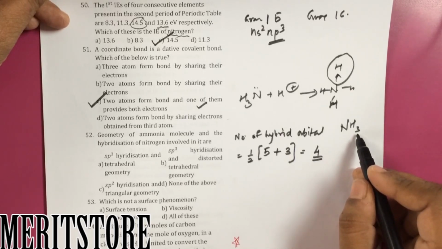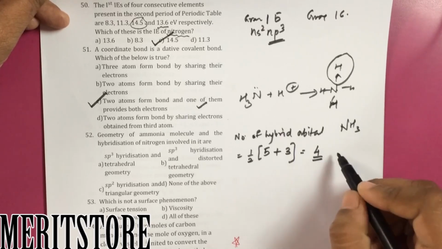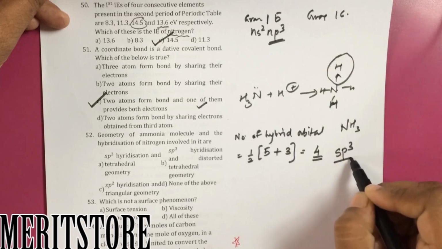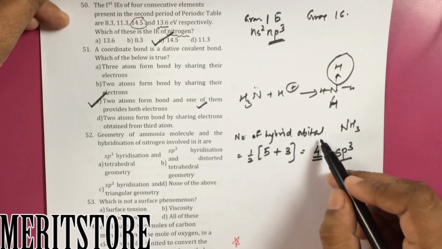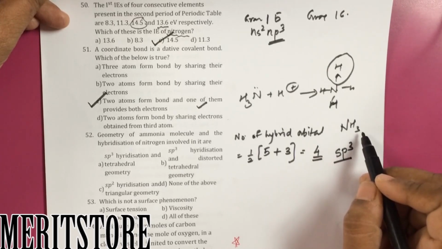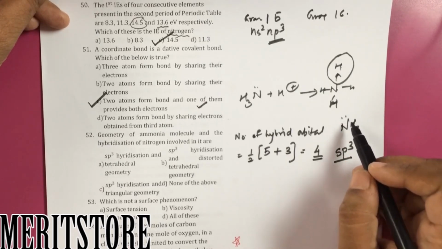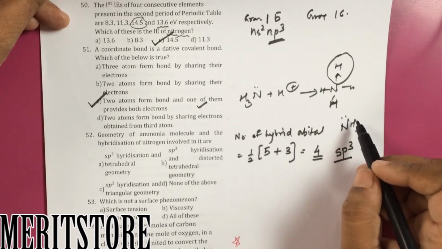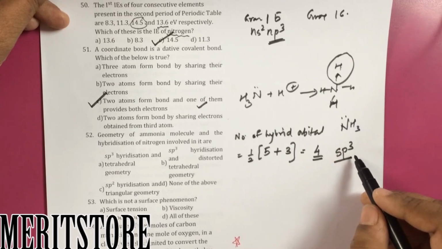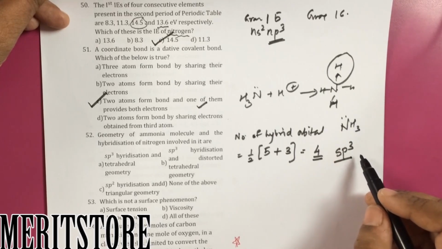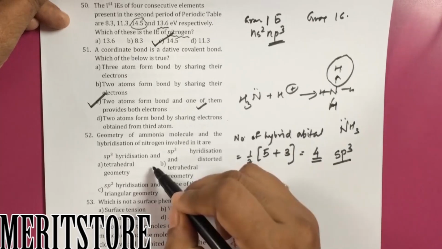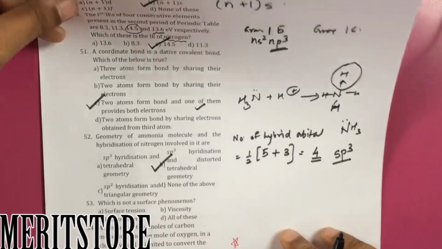But the bonded electrons are 3. Therefore this is sp3 hybridization. But since there are 4 hybrid orbitals and the bonded atoms are only 3, there has to be one lone pair, and this lone pair causes the distortion in the geometry. So this has to be sp3 hybridization with a distorted tetrahedral geometry, hence option B.